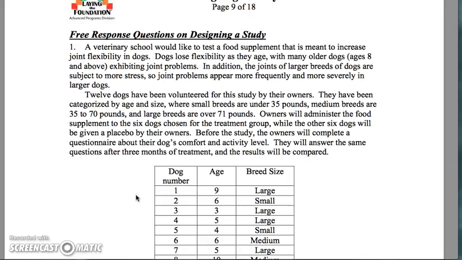They have been categorized by age and size, where small breeds are under 35 pounds, medium breeds are 35 to 70, and large breeds are over 71 pounds. Owners will administer the food supplements to the 6 dogs chosen for the treatment group, while the other 6 dogs will be given a placebo by their owners. Before the study, the owners will complete a questionnaire about their dog's comfort and activity level. They will answer the same questions after 3 months of treatment, and the results will be compared.